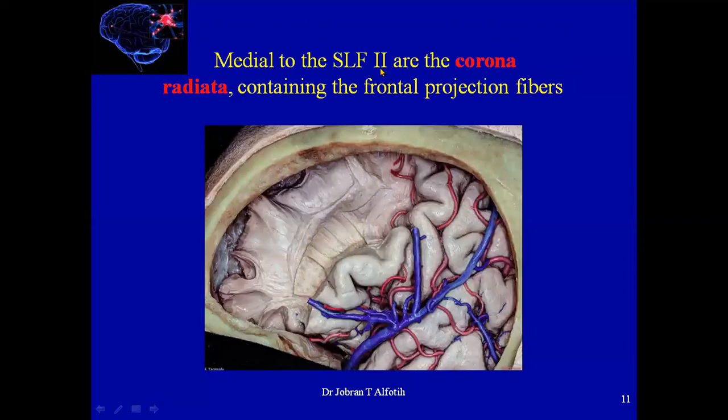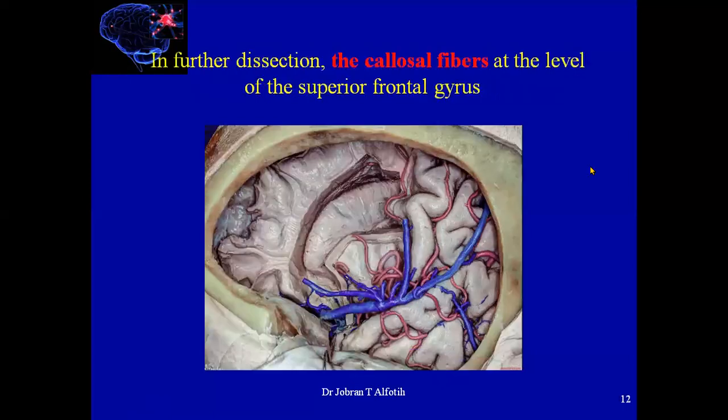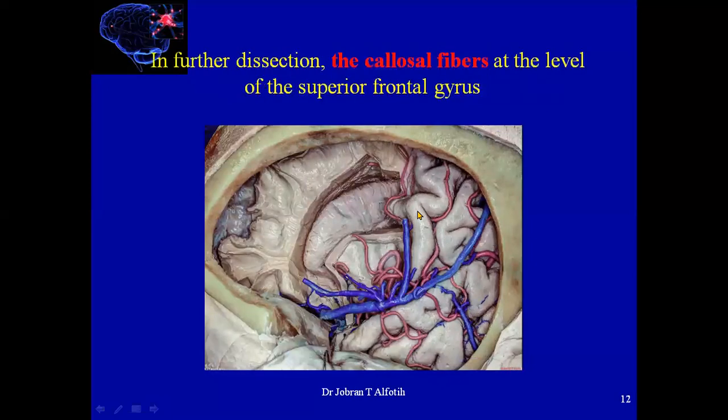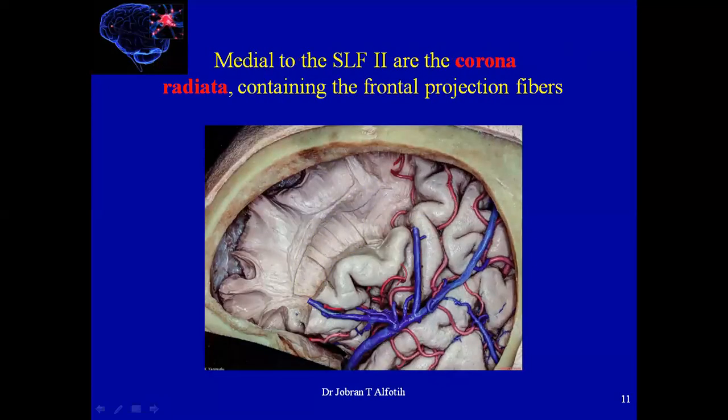Medial to the SLF2 is the corona radiata, which contains the frontal projection fibers. And as we mentioned in the last lecture, the corona radiata is formed from fibers coming from the internal capsule and the external capsule.